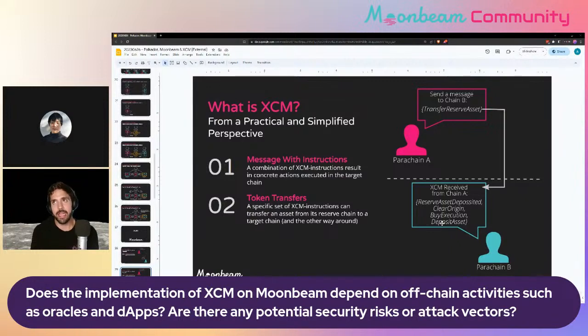XCM is sort of like a message that just gets executed, with an action resulting from the execution of that message. I don't see a problem with off-chain activities affecting that, as long as the message can be executed. So if Moonbeam sends a message, it's asynchronous, it's not atomic, meaning Moonbeam is going to send the message and hope that parachain B executes that message. So long as that flow is not affected and the state transitions are done correctly, I don't see a way that off-chain activities can disrupt XCM.